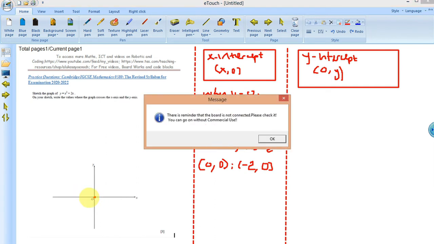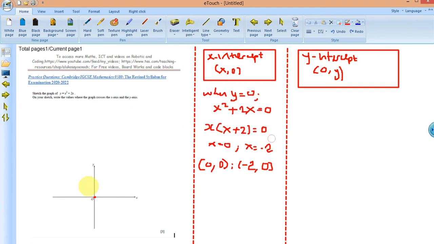Since this is negative 2, let's just take something around this place. Let's take this place to be minus 2, so I can have my point here. So these are the two coordinates now. The next thing is that since I need to sketch this graph, and this is a positive graph, the turning point will be a minimum point. So minimum point, something like that.